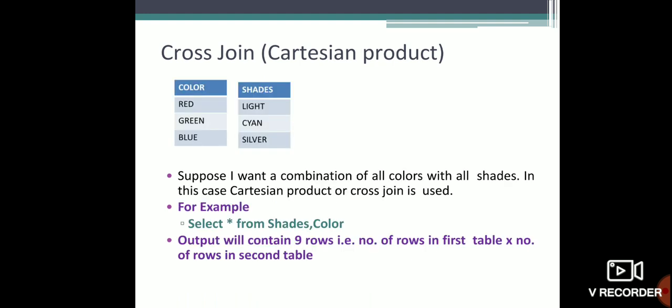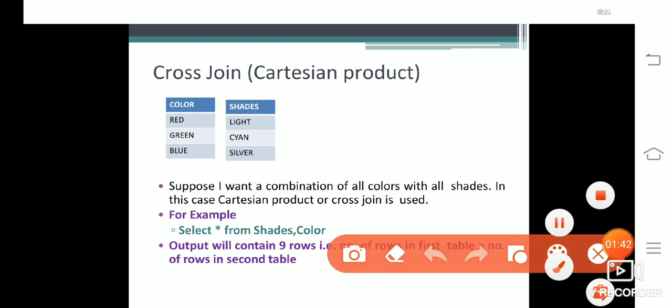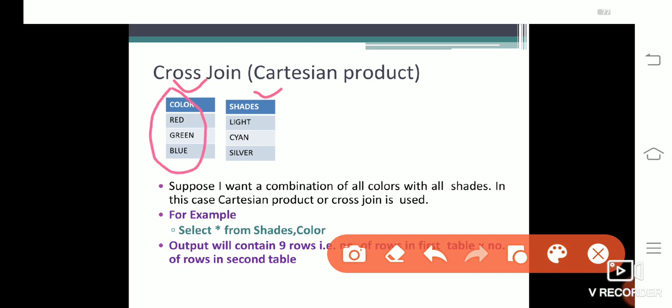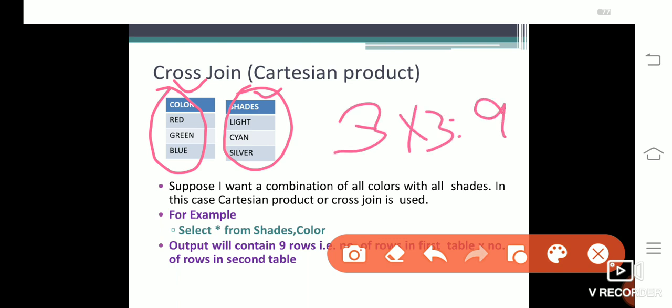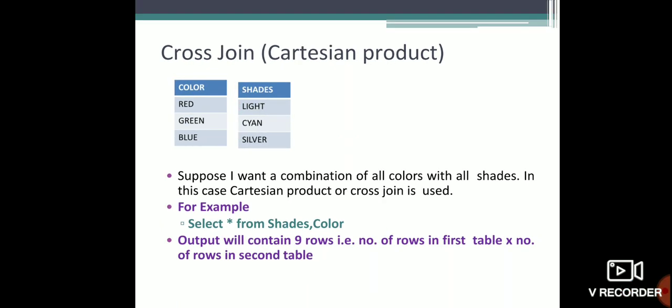You can see an example of this. There are two tables, the first one is color and the second one is shade. You can see there are 3 entries in the color table, and also in shades there are 3 entries. So what will be the result as per the cardinality formula? 3 into 3 equals 9. 9 entries we will get. The query: how we have to write it, you can see, SELECT * FROM shades, color. Shades is table 1, and color is table 2.